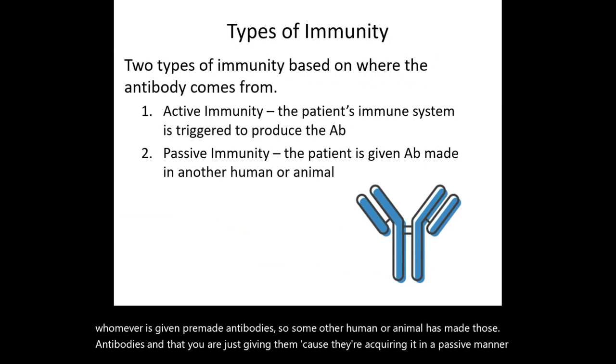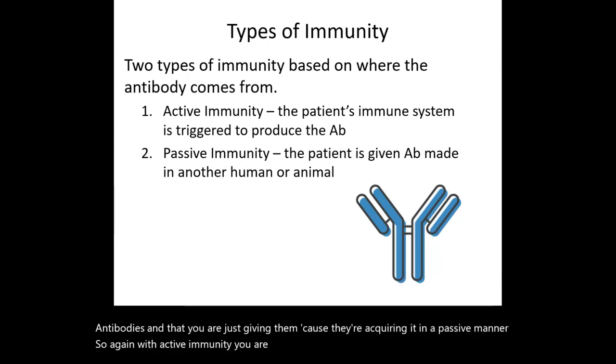So again, with active immunity, you are actively acquiring and building your own antibodies. With passive immunity, you're getting them from somebody else. They're already made.